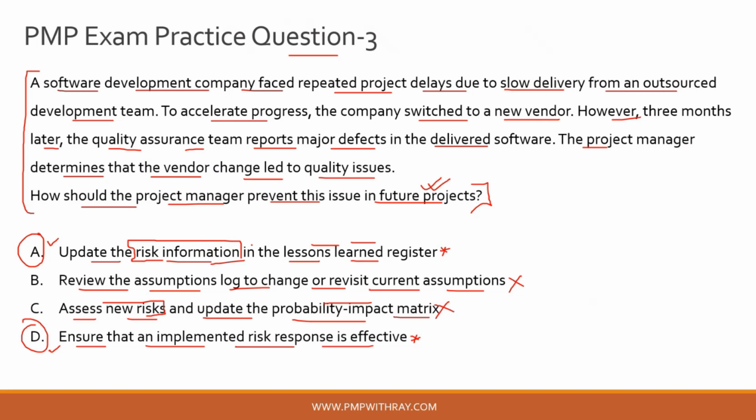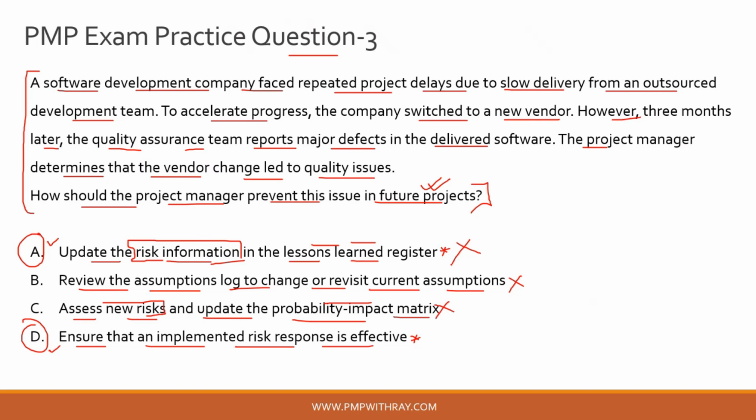However, if you go back to option D, it specifically talks about the implemented risk response. That is very crucial and quite inherent to the problem that we are trying to address in this question. That is why option A falls apart, because updating the risk information in the lessons learned register is quite exploratory, or quite broad, in terms of ensuring that this will prevent the issue in future projects.